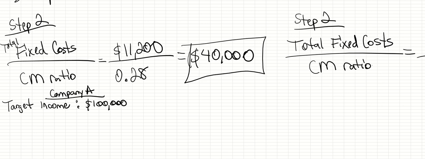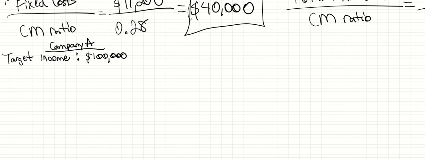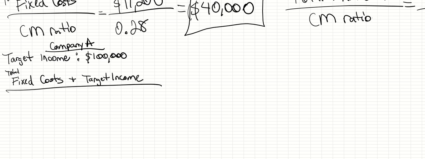So here, what we want to know is, if company A wants to generate a net income of $100,000, how many units need to be sold in order to generate a net income of $100,000? So set up the formula here. We're going to take our total fixed costs and we're going to add our target income. And we're going to divide it by our contribution margin per unit.